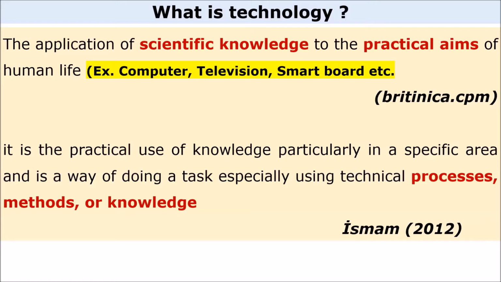It says scientific applications of scientific knowledge, right? All the applications of scientific knowledge we can use to achieve the practical aims of human life. Some examples you can find for the application of scientific knowledge: computer, television, smart board, these kinds of things are the applications of scientific knowledge. These applications we are using to achieve practical aims.